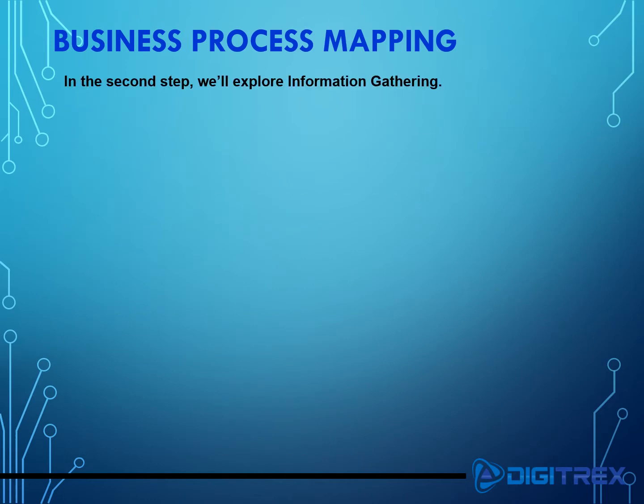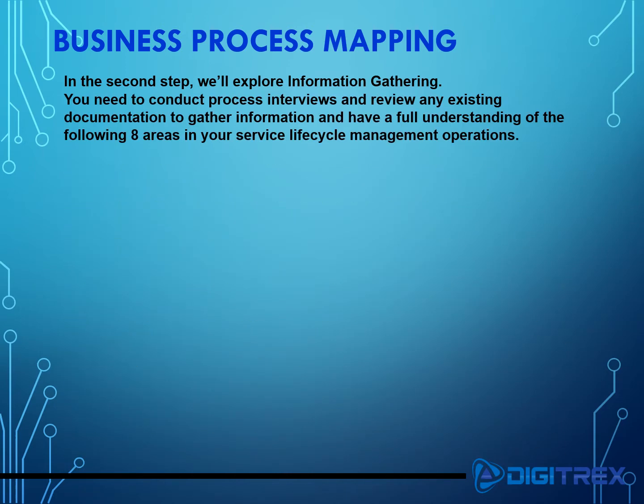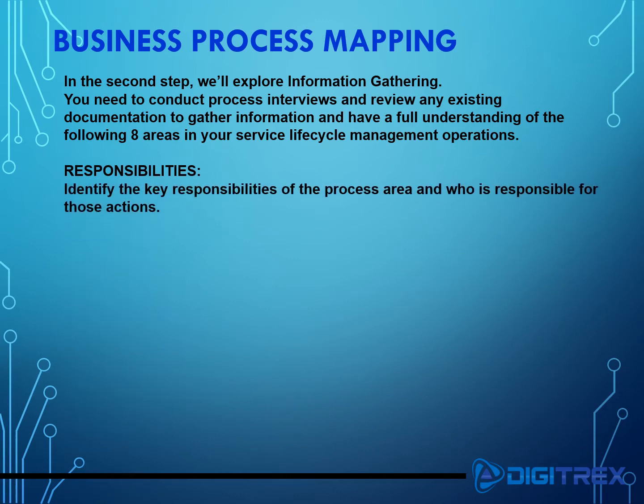In the second step, we will explore information gathering. You need to conduct process interviews and review any existing documentation to gather information and have a full understanding of the following 8 areas in your service lifecycle management operations. Responsibilities. Identify the key responsibilities for the process area and who is responsible for those actions.